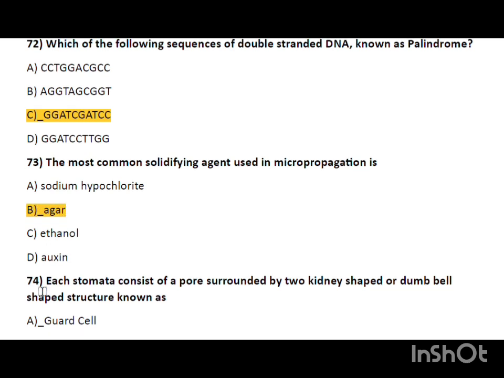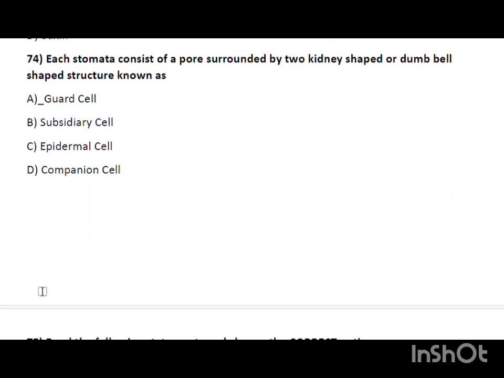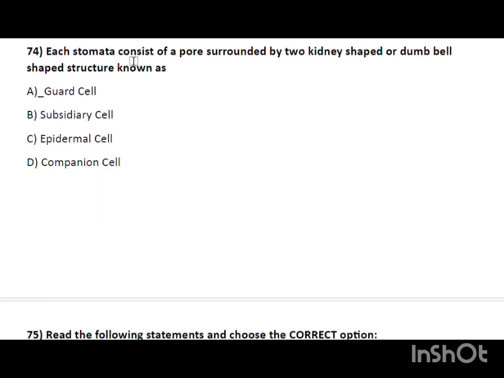Then question number 74. Each stomata consists of a pore surrounded by two kidney-shaped or dumbbell-shaped structures known as option A guard cell, option B subsidiary cell, option C epidermal cell, option D companion cell. The correct answer is option A guard cell.